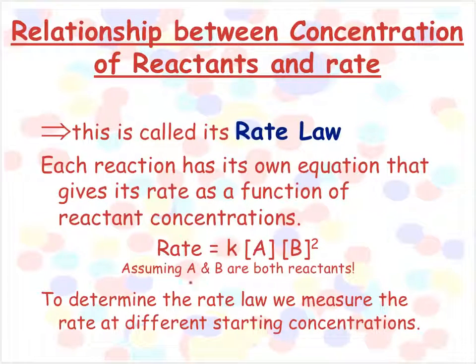Now, this is obviously assuming A and B are both reactants. K is a constant. We're going to talk about it in just a second. And then you might have some exponents up here, and we're going to talk about those in a second. So in order to determine our rate law, we have to measure the rate with different starting concentrations of the reactants.